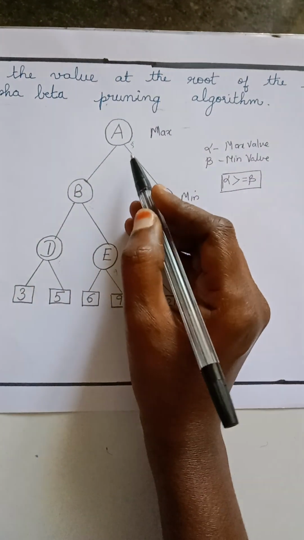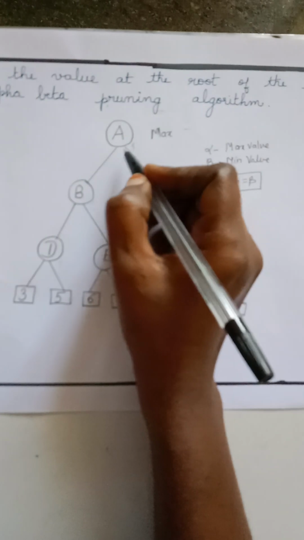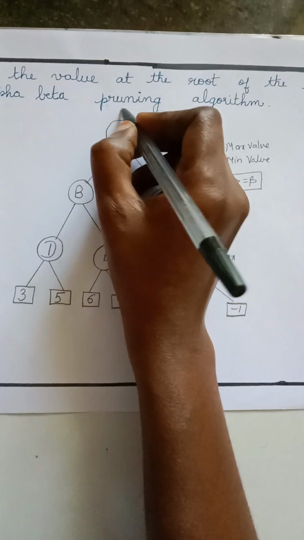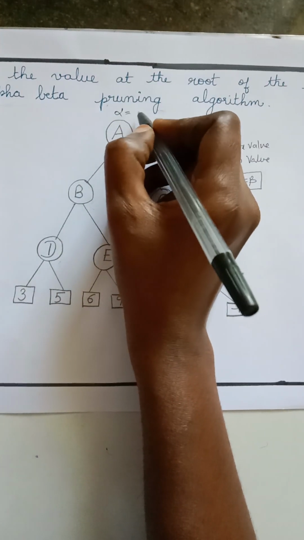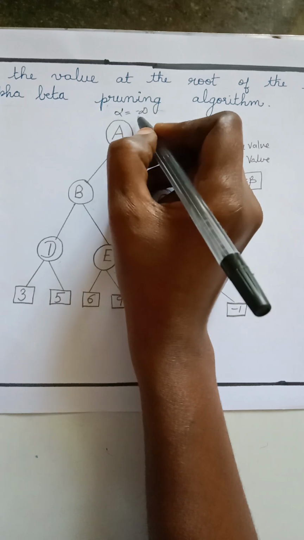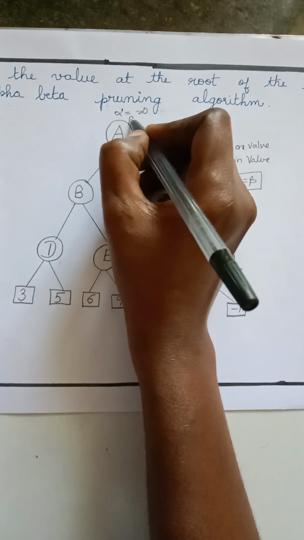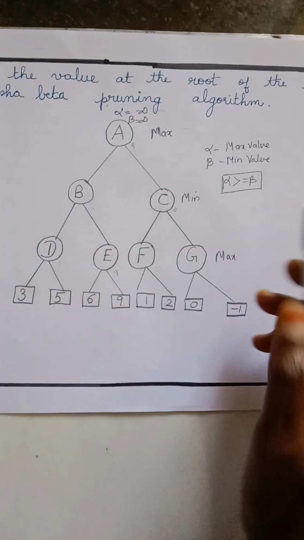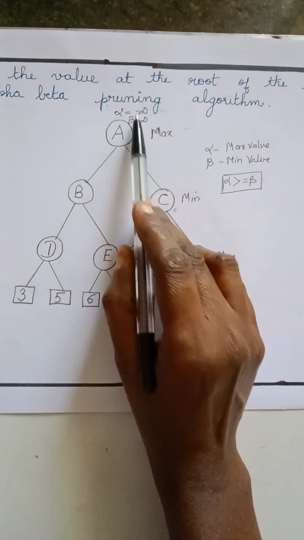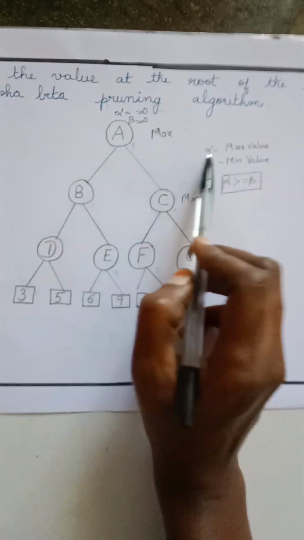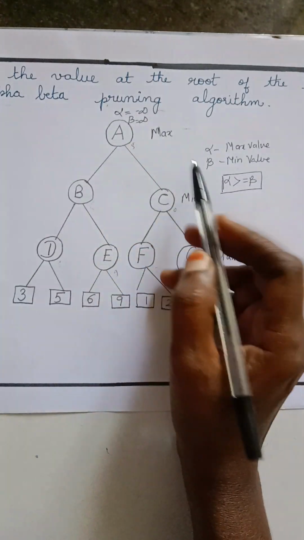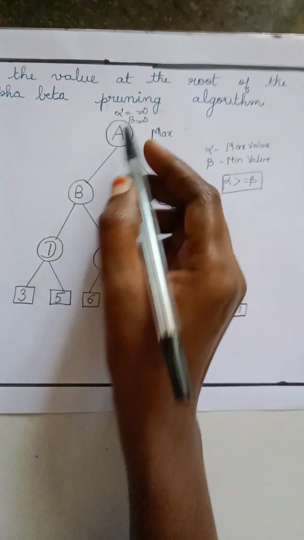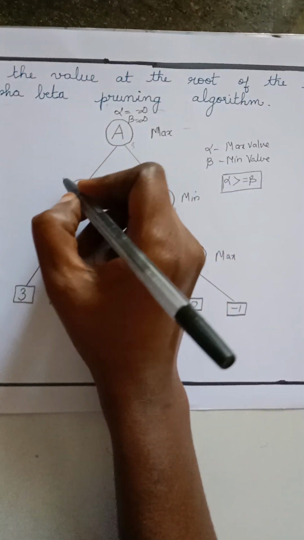Now let us see how to do this. Here you initialize alpha as minus infinity and beta as infinity. Because alpha is a maximum value, we initialize it at minus infinity, and beta is a minimum value, so we initialize beta as infinity. Now propagate these values down.